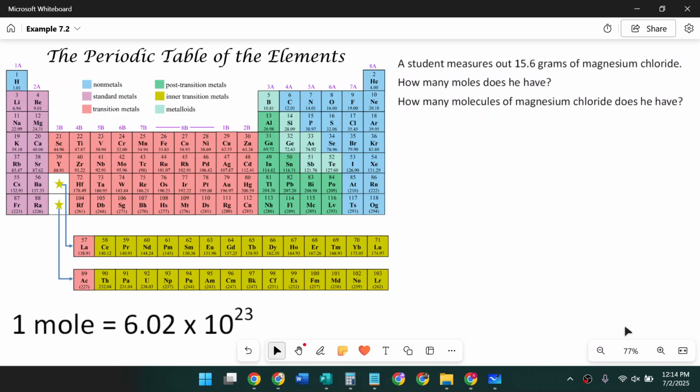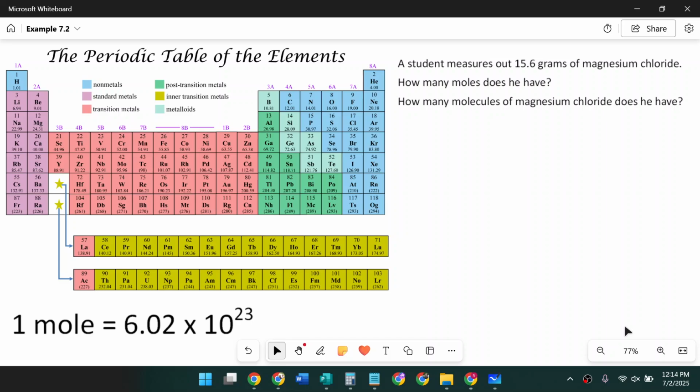This is example 7.2 from Discovering Design with Chemistry. A student measures out 15.6 grams of magnesium chloride. How many moles does he have? And then after that, we will figure out how many molecules of magnesium chloride does he have.